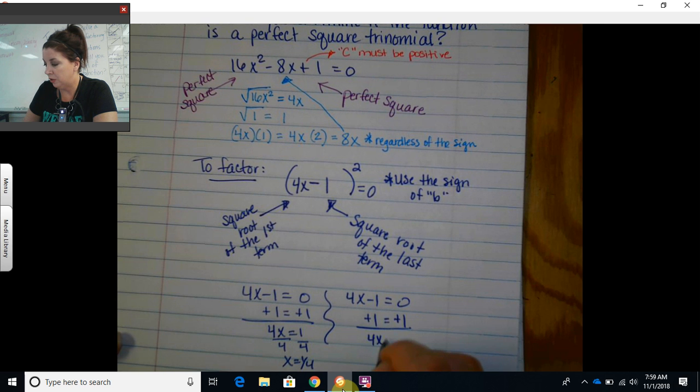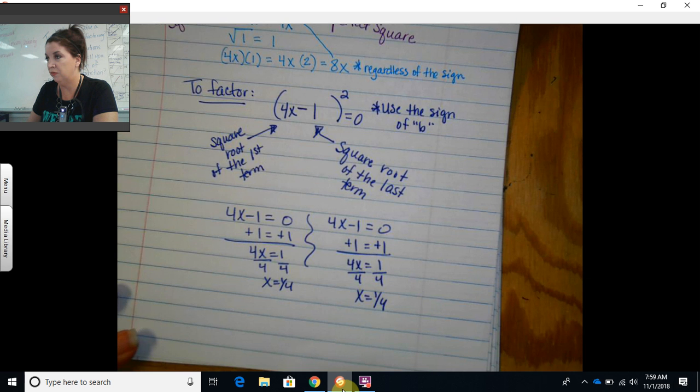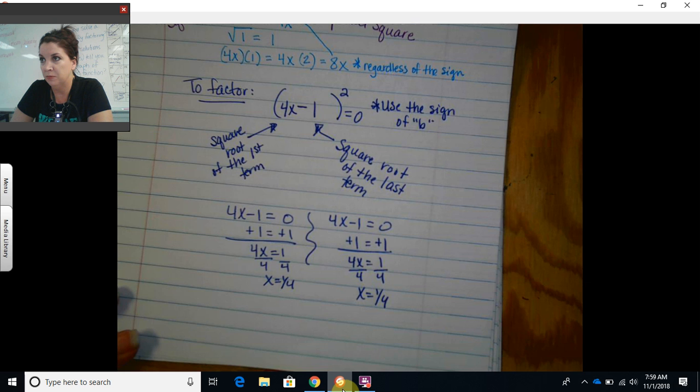Down the road, we will learn that if you have two answers or one answer that repeats, we would say that 1/4 has a multiplicity of 2. That means 1/4 is your answer 2 times. But for now, our solution's 1/4. Our root, our 0. Y'all cool with that? Any questions?